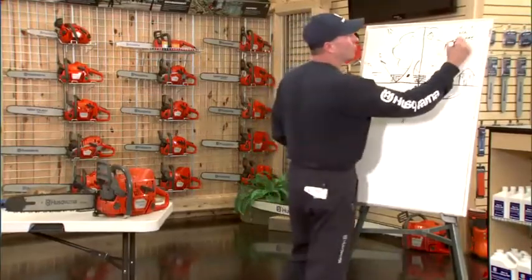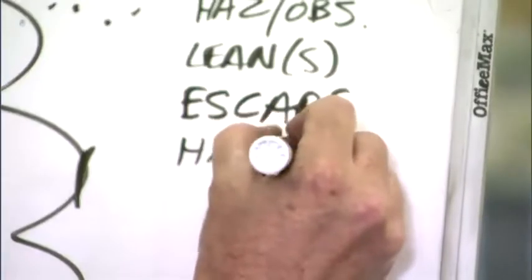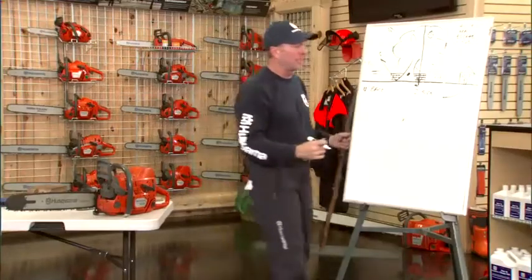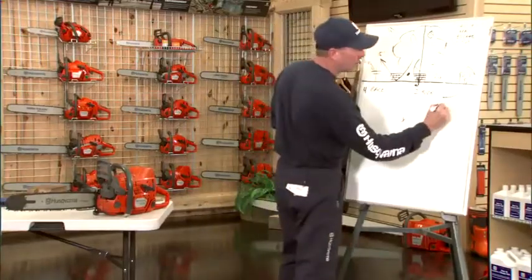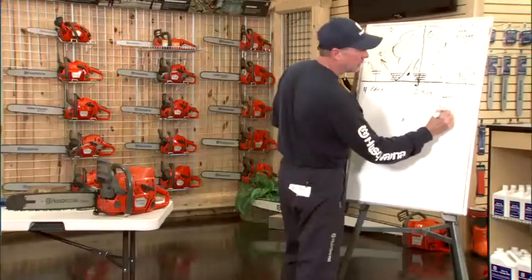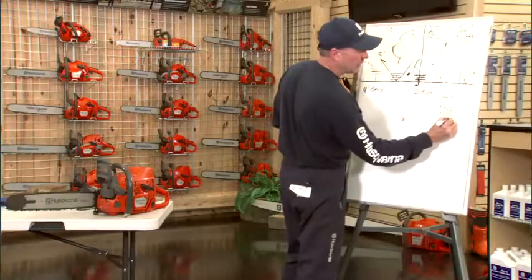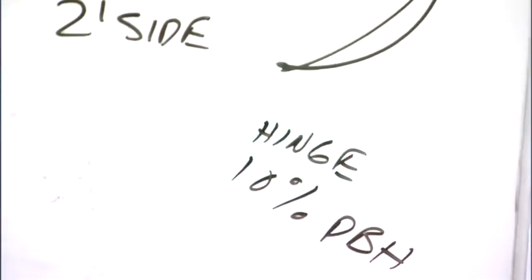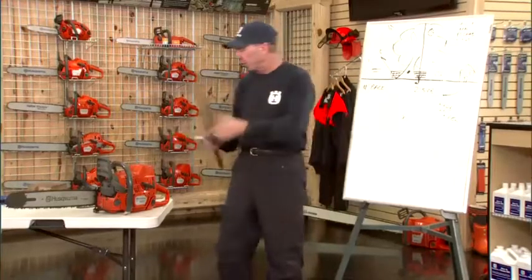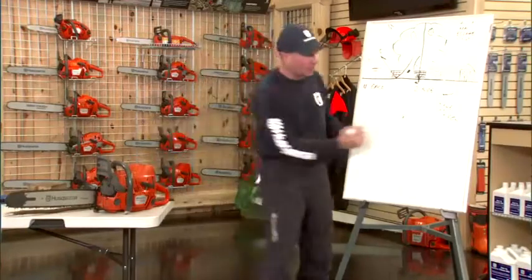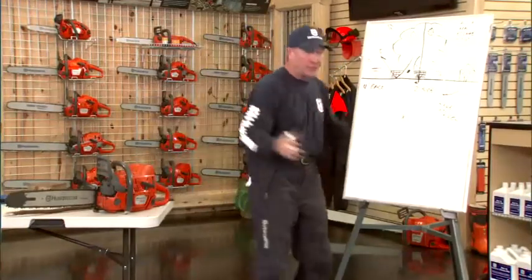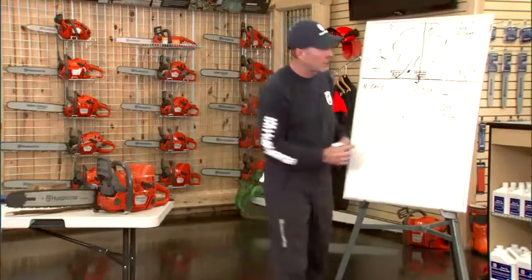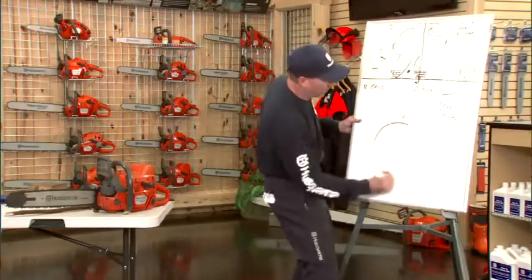Step 4 would be the hinge. Before we even get into thinking about this tree, we want to determine the hinge. Again, the hinge calculation is 10% of the DBH. DBH, diameter breast height, is at 4.5 feet above the ground. So I'm going to just measure that tree at 4.5 feet above the ground. If it is 20 inches diameter, 10% of 20 is 2.